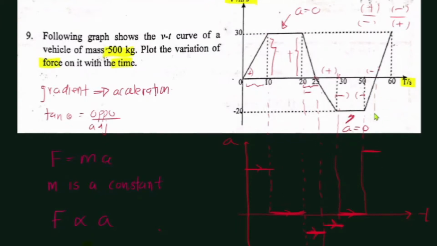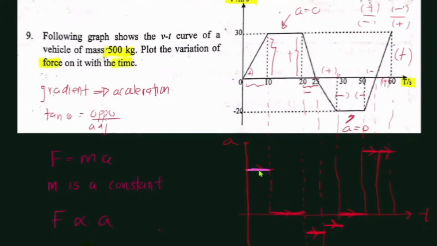So, and also, what about this part? This also has a positive acceleration, positive gradient. Positive. This is also positive, and it has the same gradient. Same gradient, which means this is how the graph is going to look, right?